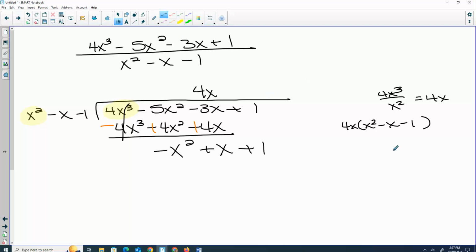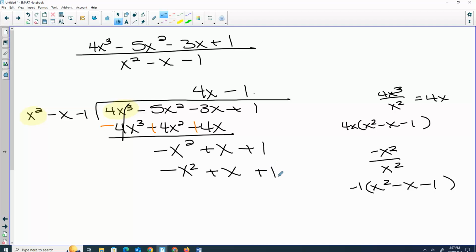So now we divide again. What's negative x squared divided by x squared? And we multiply. So negative 1 times x squared minus x minus 1. We get negative x squared plus x plus 1. Switch our signs, and what happens? Everything cancels. So my answer is just 4x minus 1. I couldn't do that again if I tried. That was just pure luck.